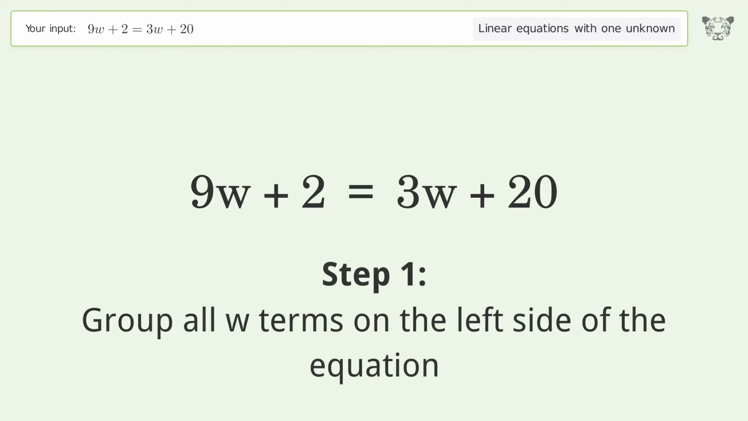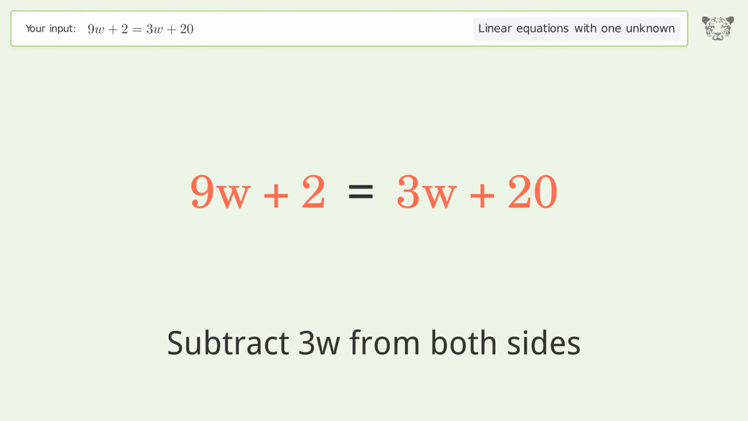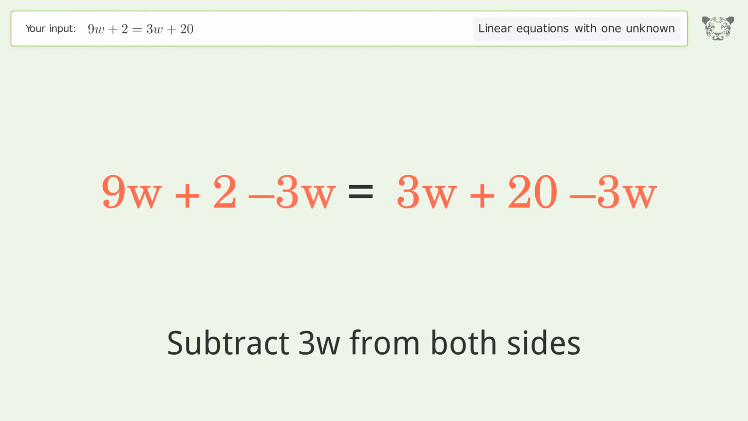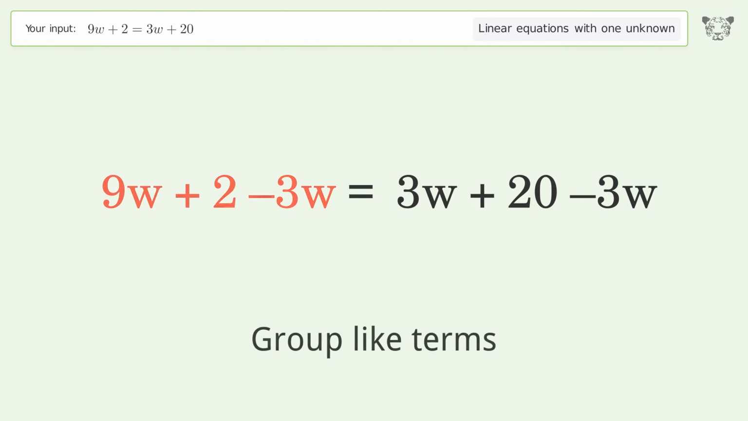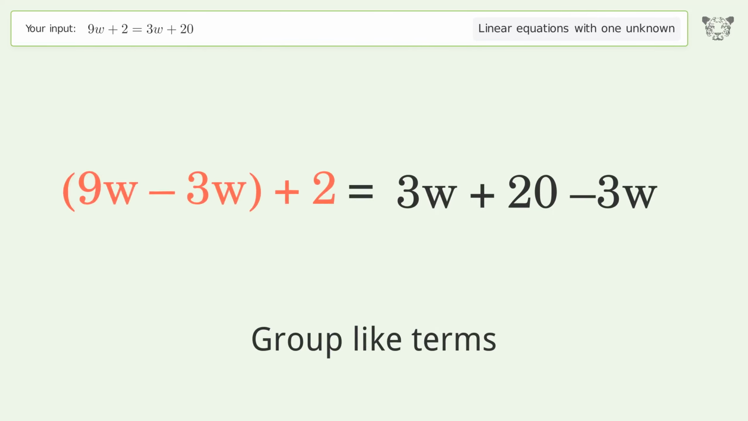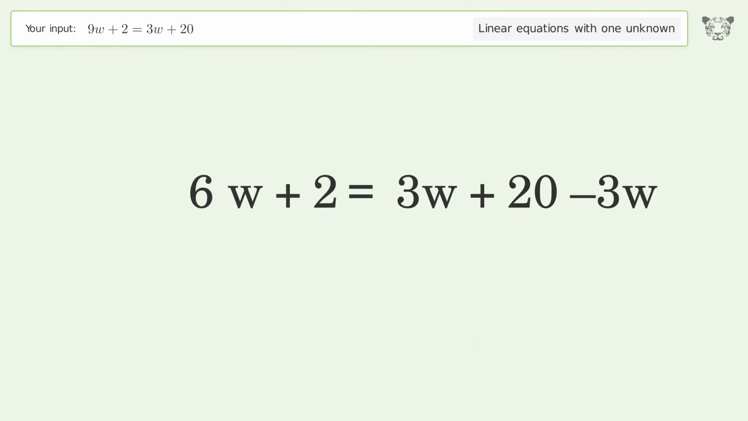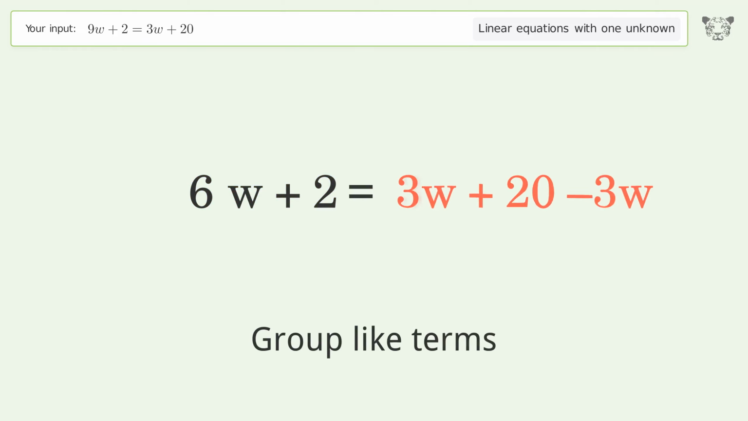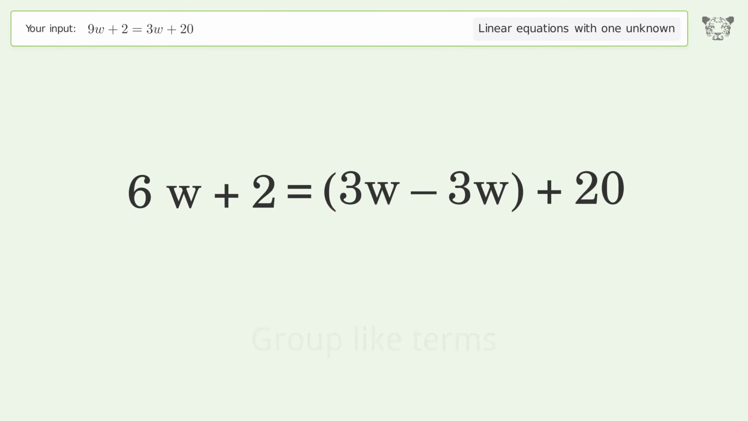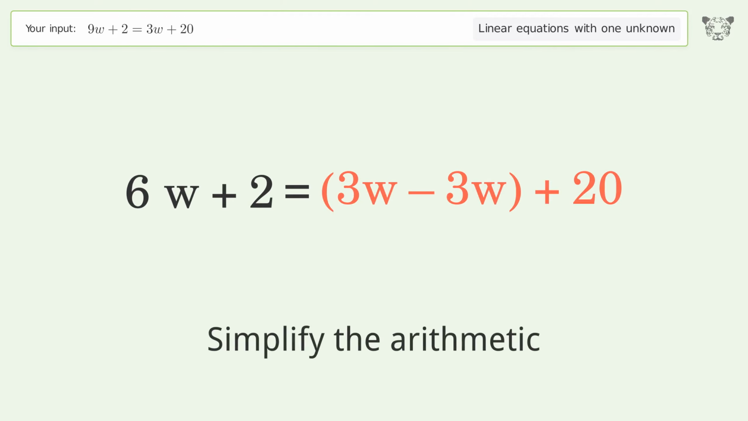Group all w terms on the left side of the equation. Subtract 3w from both sides. Group like terms. Simplify the arithmetic. Group like terms. Simplify the arithmetic.